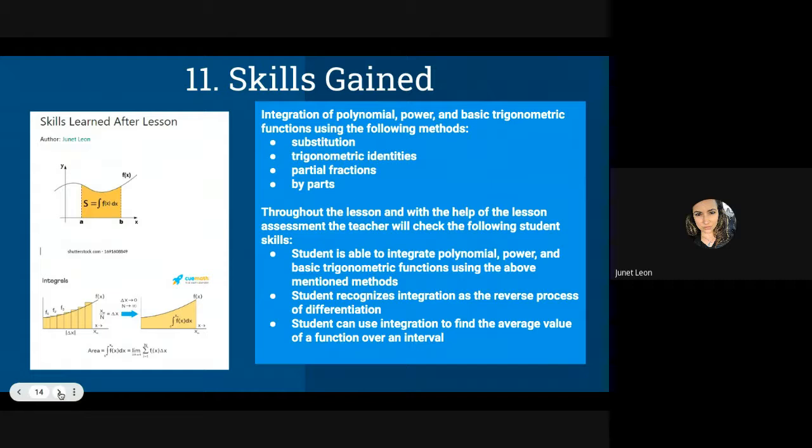At the end of the lesson, the students will demonstrate mastery of different integration methods, including the substitution method, trig identities, partial fractions, as well as integration by parts. They will also be able to show they can integrate different types of functions like polynomial, power, and trigonometric functions. Next, please.